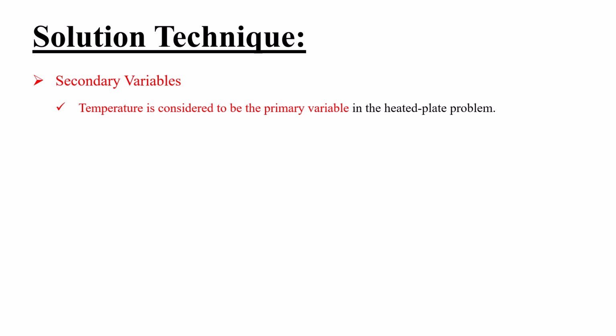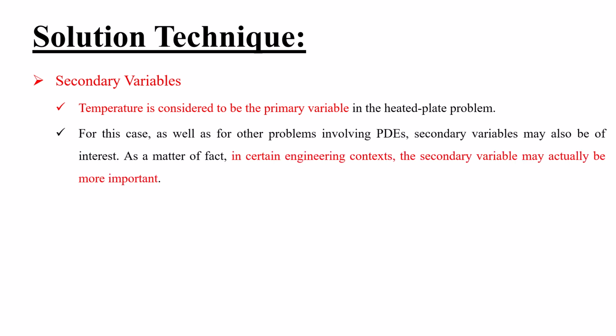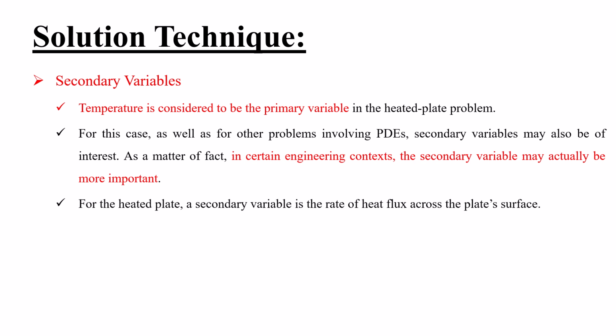Now we do have some secondary variables. For example, temperature is considered the primary variable in the heated plate problem, but in other problems involving PDEs, secondary variables may also be of interest. As a matter of fact, in certain engineering contexts, the secondary variable may actually be more important. For the heated plates, a secondary variable is the rate of heat flux across the plate surface. Now we want to know how heat is moving along the plates and what its flux is.